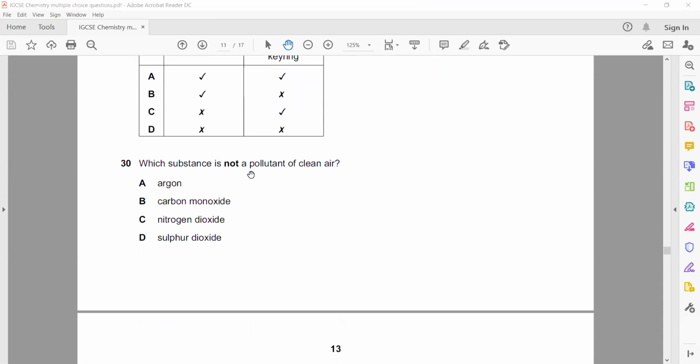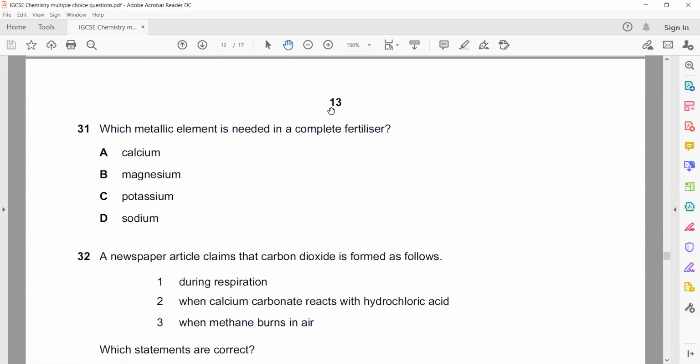Which substance is not a pollutant of clean air? Which does not pollute the clean air? So noble gases, group 8. Carbon monoxide can cause suffocation, oxides of nitrogen can cause acid rain as well as photochemical smoke. Sulfur dioxide can also cause acid rain.